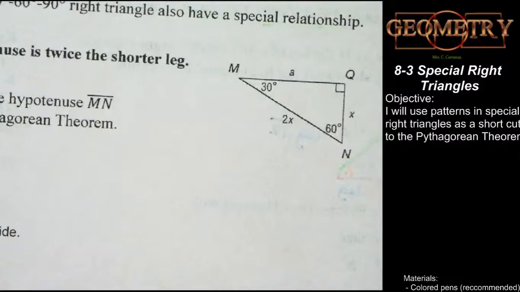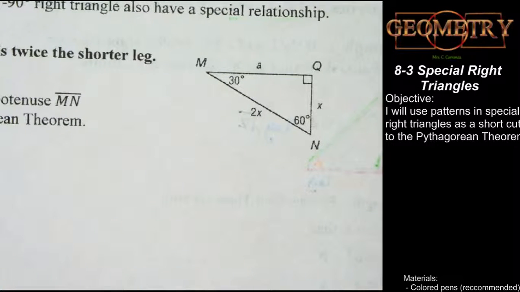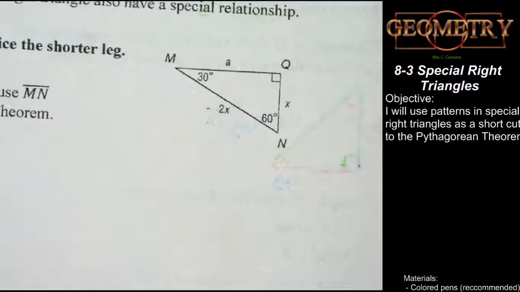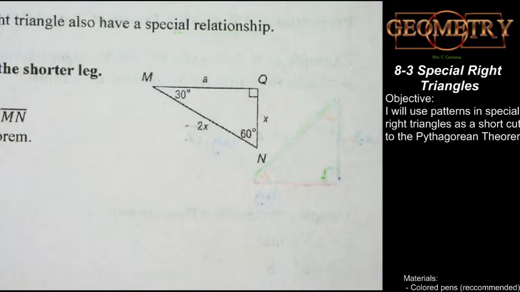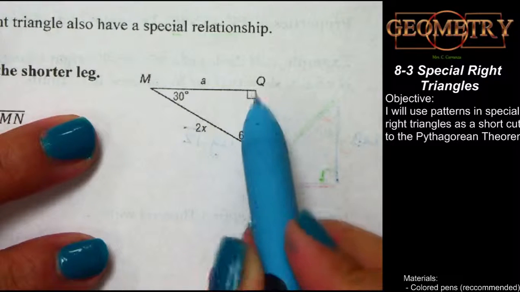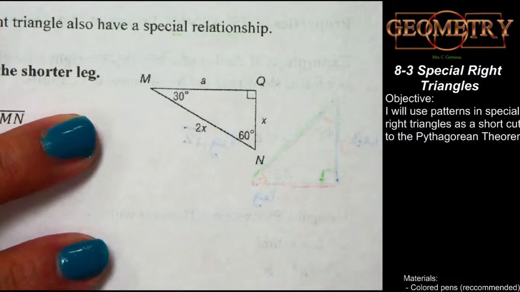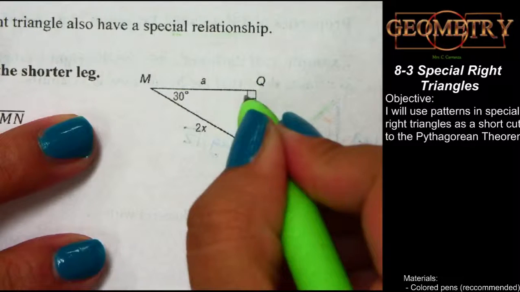Hi, welcome back. We're doing special right triangles still, but unlike the previous episode, we split this into a two-parter for you. We're going to be doing the 30, 60, 90 right triangle. Let's walk you through the pattern.